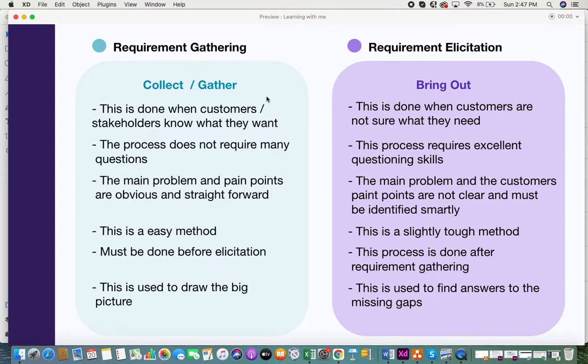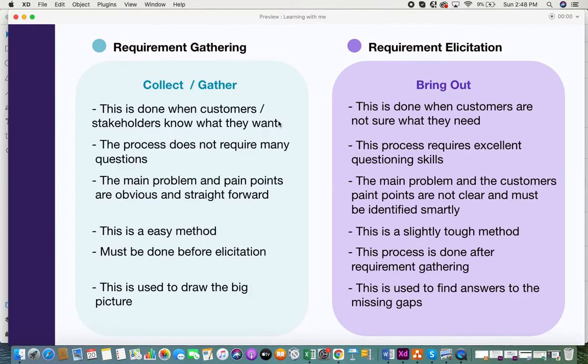Requirement gathering is done when customers and stakeholders know what they want. It's not always that they know exactly, but sometimes they at least have a very high level understanding of what's supposed to be built. Let's say a customer comes in, running a restaurant, and says they have certain pain points in capturing and delivering orders. They say they want an application where people can manage the orders, and the delivery people should also be able to manage the orders and delivery. So at least they know that.